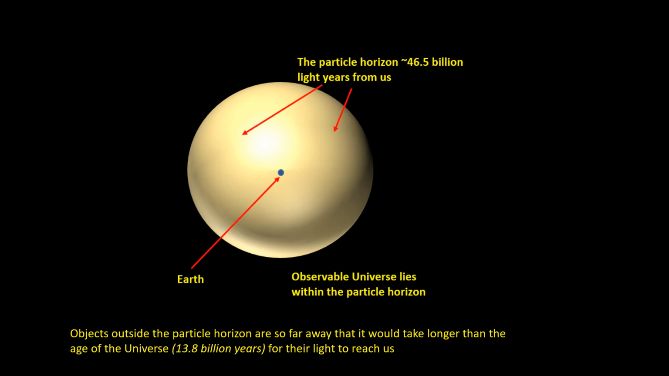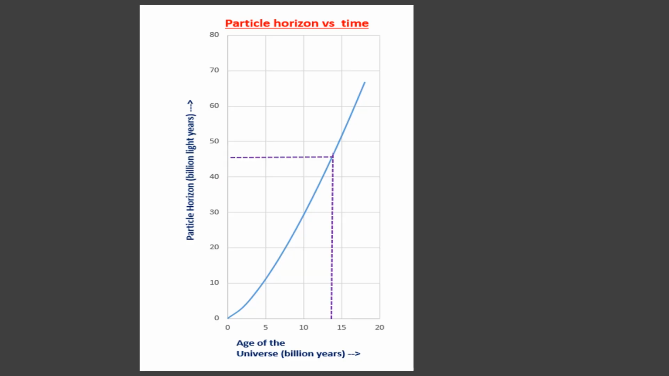The particle horizon is a spherical shell 46.5 billion light years away from the Earth. All the objects we observe today lie inside the particle horizon, which forms the boundary of the observable universe. If an object is further away from us than 46.5 billion light years, it's not observable at the moment. The universe just isn't old enough for its light to have enough time to reach us. At the exact instant of the Big Bang, the particle horizon would have been zero, and as the universe ages, the particle horizon increases.